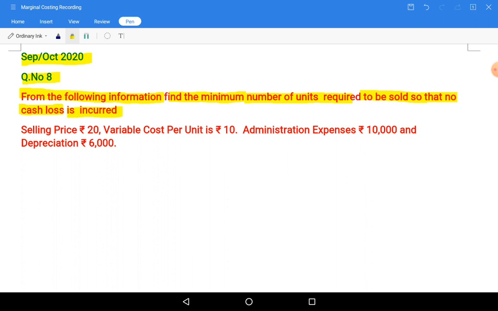Here itself the main thing arises: minimum number of units. So he is asking you to find the number of units to be sold, asking the question in units. So contribution per unit is required to solve this. And one more thing he is asking: no cash loss should be incurred.